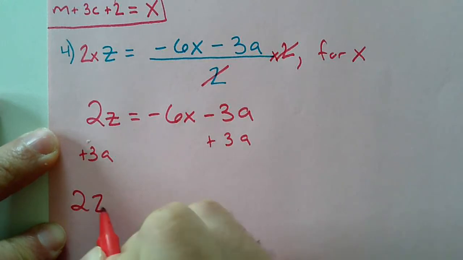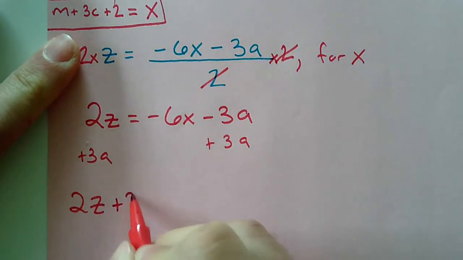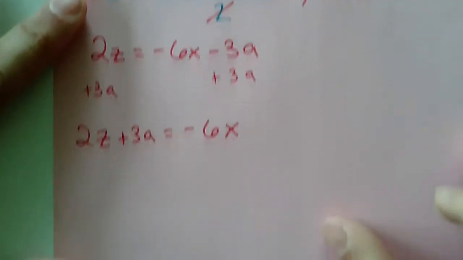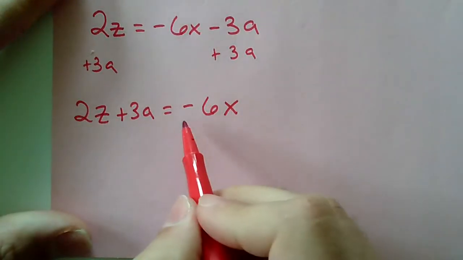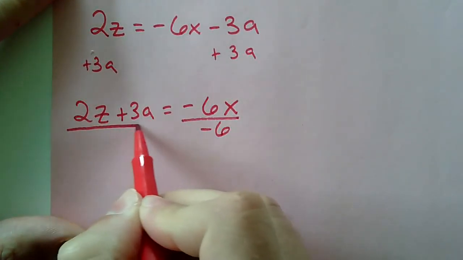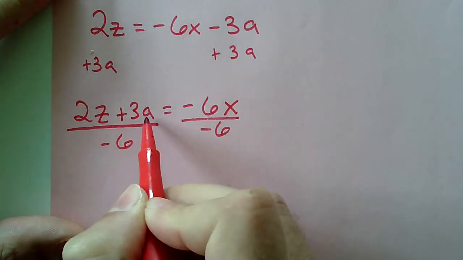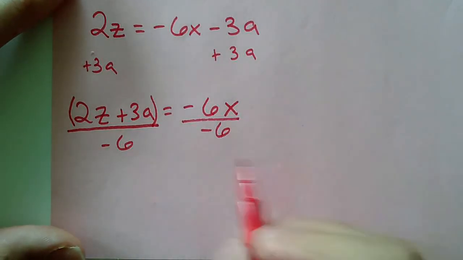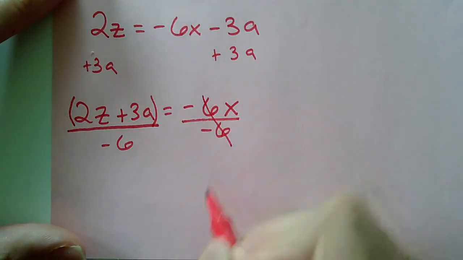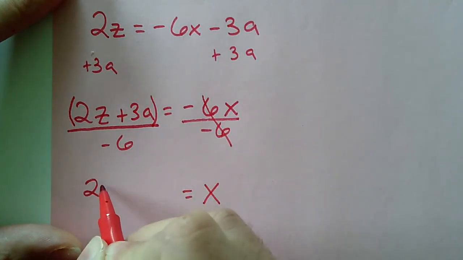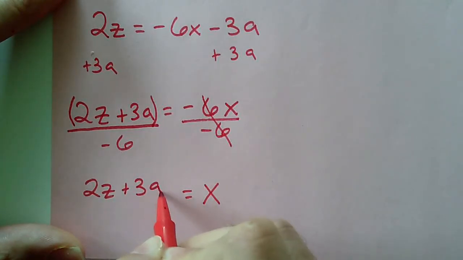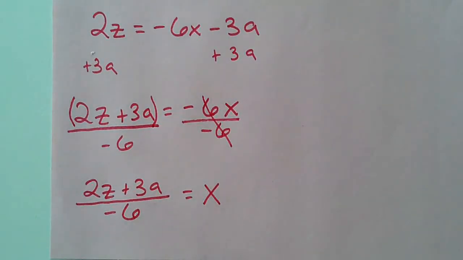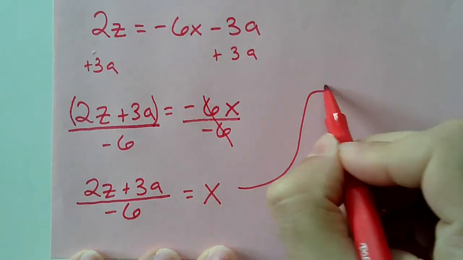So I have 2z plus 3a is equal to negative 6x. And not done yet, need x by itself, so divide by negative 6. Now I need to divide this whole side by negative 6. So this whole side must be divided by negative 6. Now we can do that, so these will cancel out. X equals 2z plus 3a divided by negative 6. I could leave it like that. It's not simplified, so we can actually simplify it.